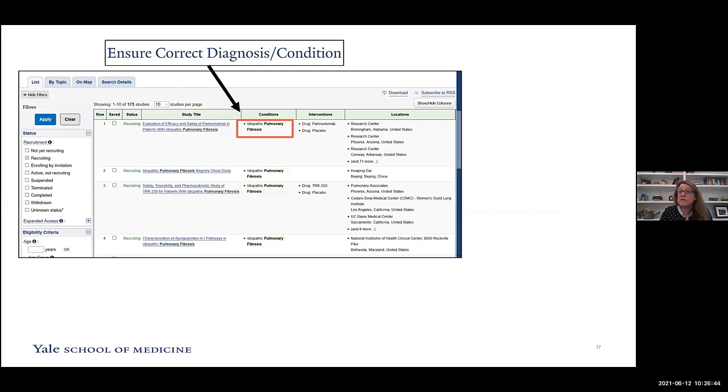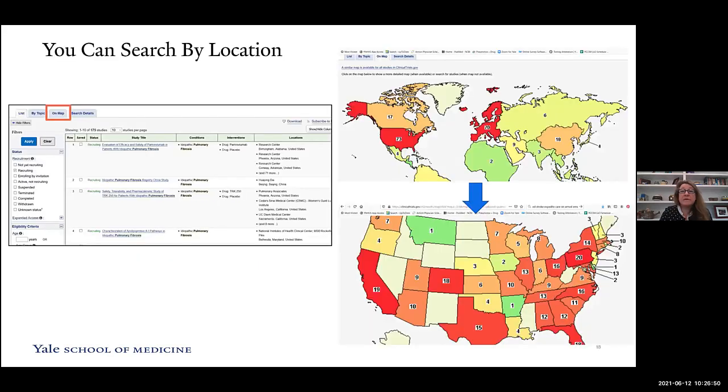You want to make sure that when you search, you're actually looking for the correct diagnosis or condition as to what you have. And actually, importantly, you can look by location. There's actually a map feature here. So you can put in what you're looking for and then narrow it down by location.